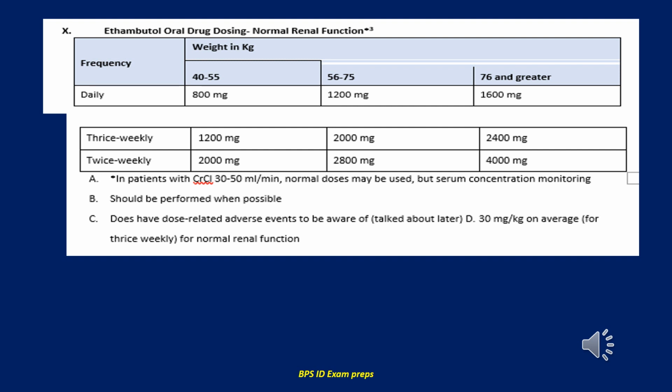In patients with CrCl 30 to 50 ml per minute, normal doses may be used, but serum concentration monitoring should be done. This should be performed when possible. It does have dose-related adverse events to be aware of, talked about later. Its dose is 30 mg per kilogram on average, for thrice weekly, for normal renal function.